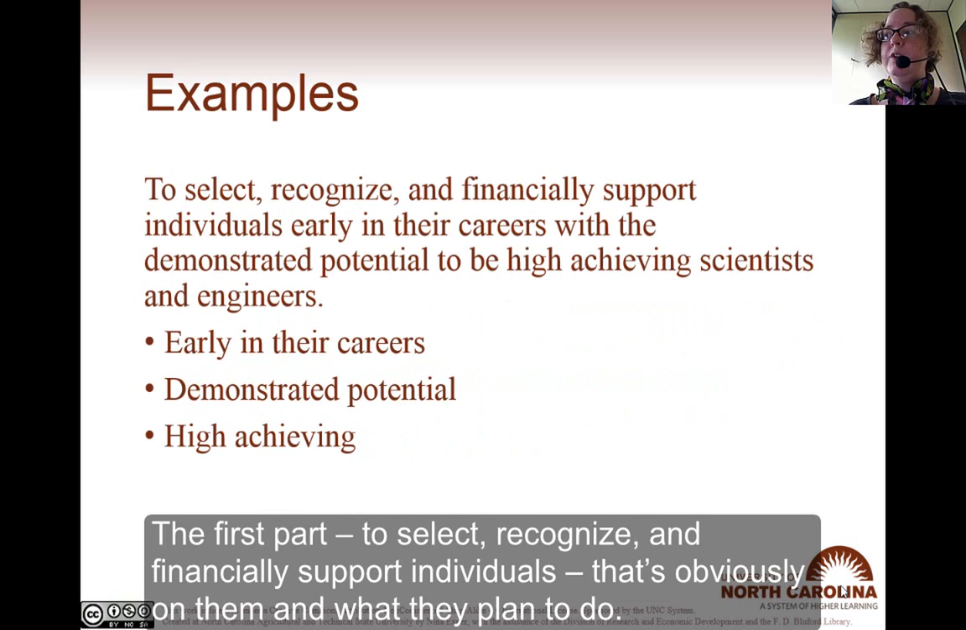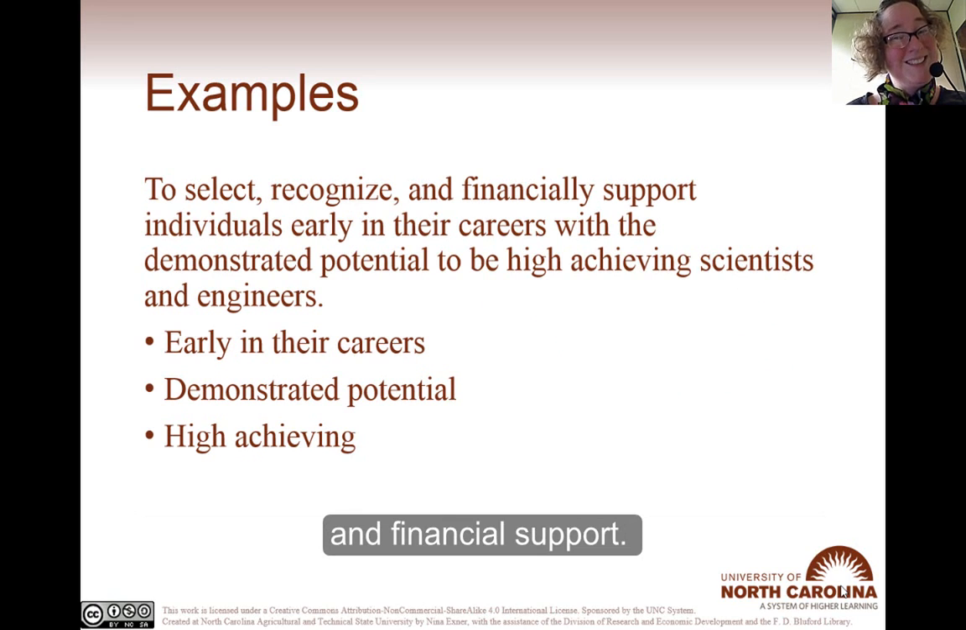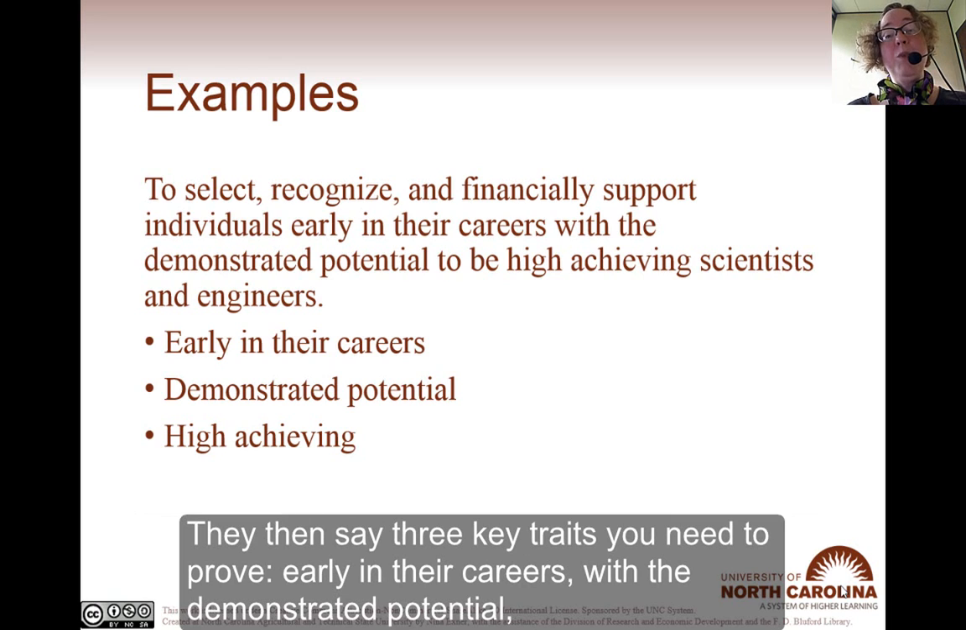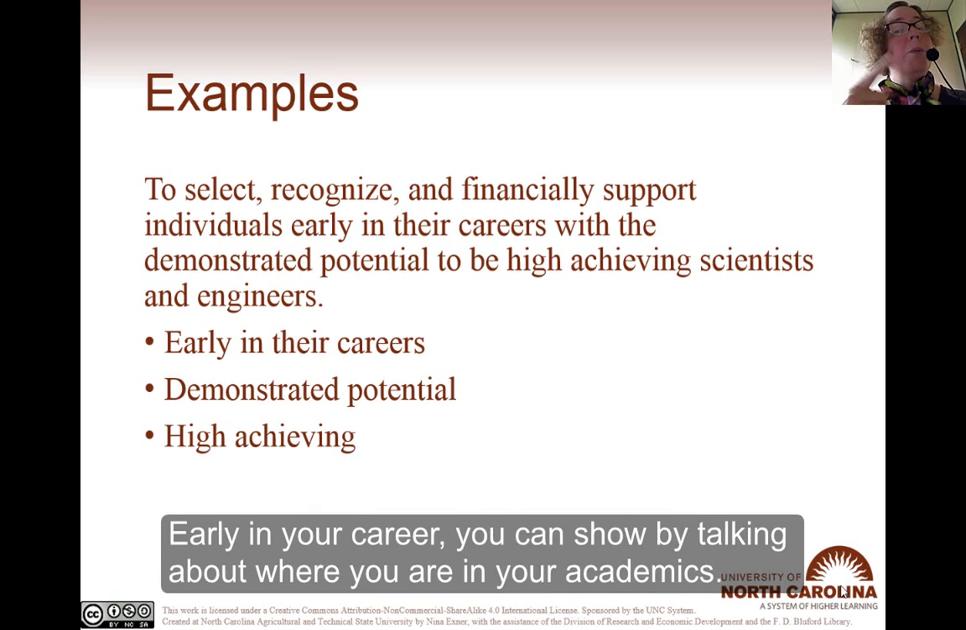The first part, to select, recognize, and financially support individuals, that's obviously on them and what they plan to do, but it gives you the cue to see that it's about to tell you what you need to prove about yourself to get that selection, recognition, and financial support. They then say 3 key traits that you need to prove early in their careers, with demonstrated potential to be high-achieving scientists and engineers. So early in your career, you can show by talking about where you are in your academics.